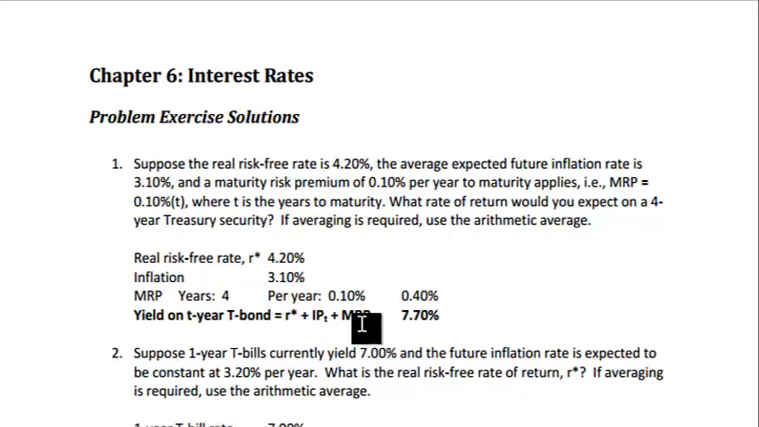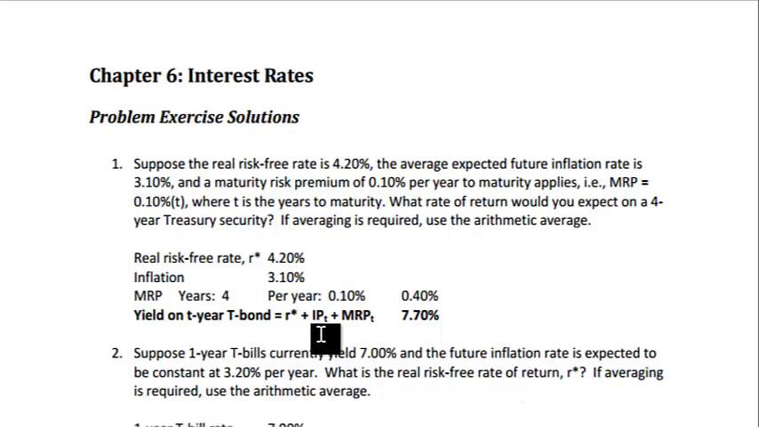In this model, these are all additive. The risk-free rate, the inflation premium, and the maturity risk premium are all additive. In some more sophisticated models, they're multiplicative. The last condition here says if averaging is required, use the arithmetic average. In this question, we didn't need to average.